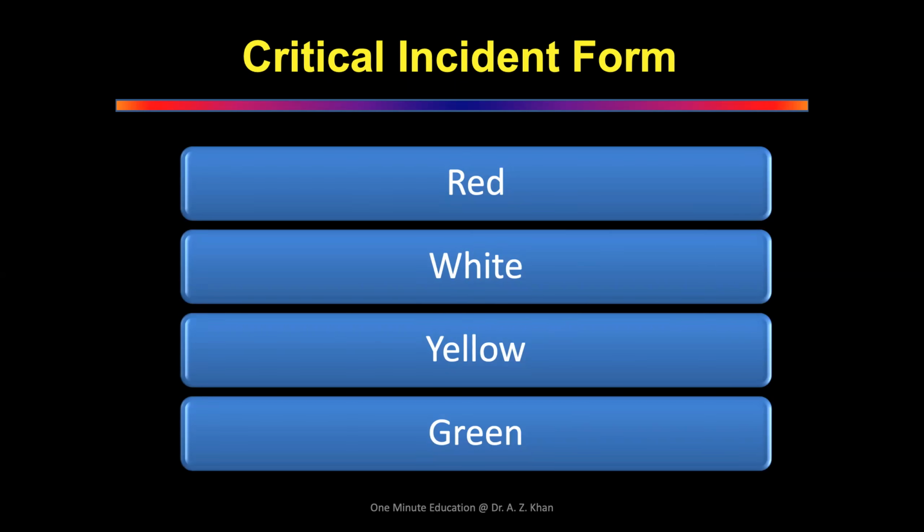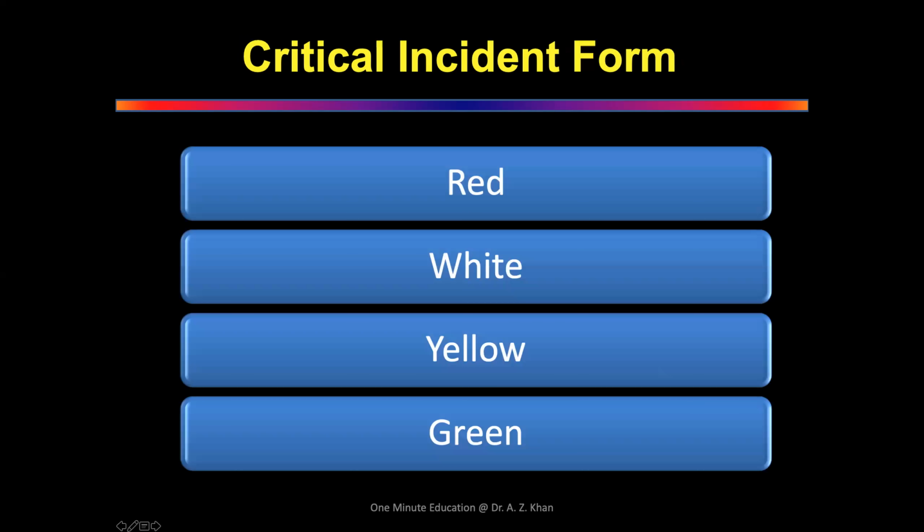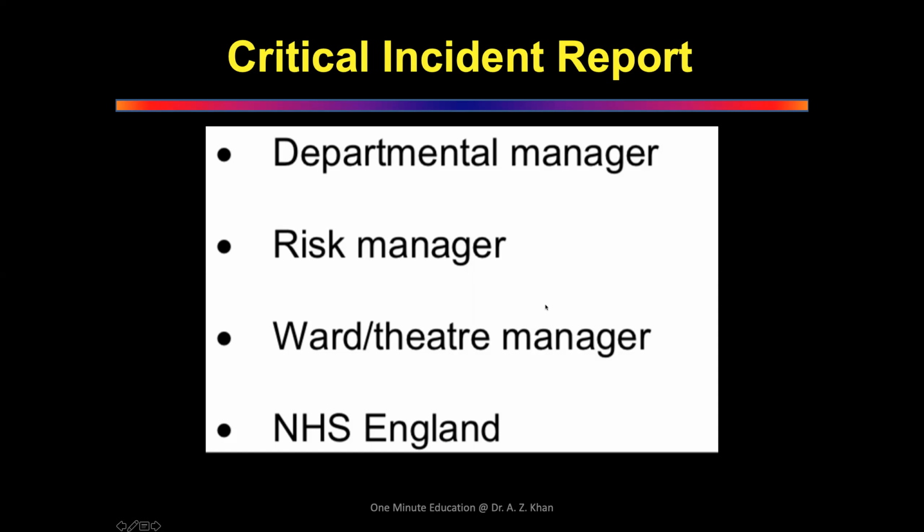Okay, well in the UK, there are 4 people who have to be informed. One is your departmental manager, then the hospital risk manager, then whoever is the theatre manager, but more importantly, the NHS England. That means it goes all the way to the government. Please remember this because you're giving the FRCS exam. These are the 4 people. This is an MCQ, by the way. I've seen this MCQ: who does this critical incident form go to? And this was there. It goes all the way to the government.